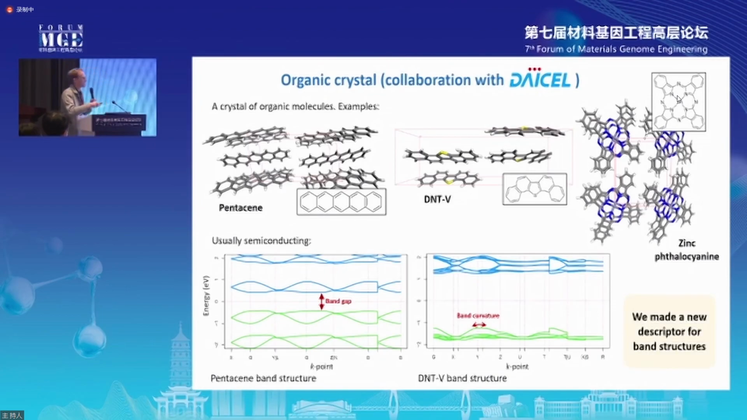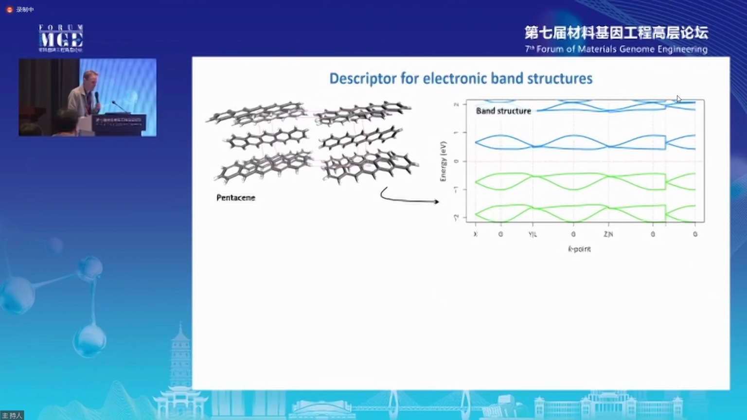Now, the question that Daicel had for me is, can we design some molecule that has a targeted band structure? For that purpose, we created a new descriptor to describe these electronic band structures. So I'll introduce it to you now. So here's our descriptor. Now, this is not just for organic materials. It can apply for any semiconductor material at all. Okay, so we've got our molecules here. This is our band structure.